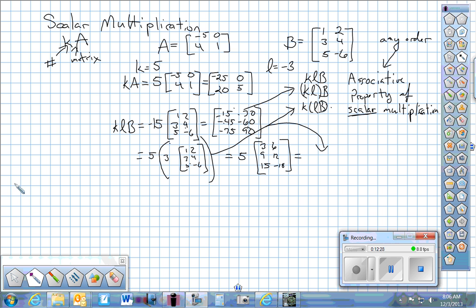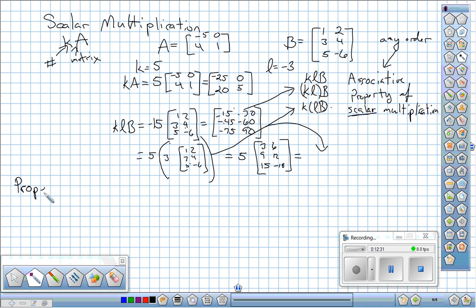Okay, the other properties that exist, I would go ahead and write down your associative property. I'm not going to relist it again, but you should. So I have properties of matrices, and these are just going to be addition and scalar multiplication. One of them is that I can add them in any order. So I can do B plus A. That one is the commutative property of addition.